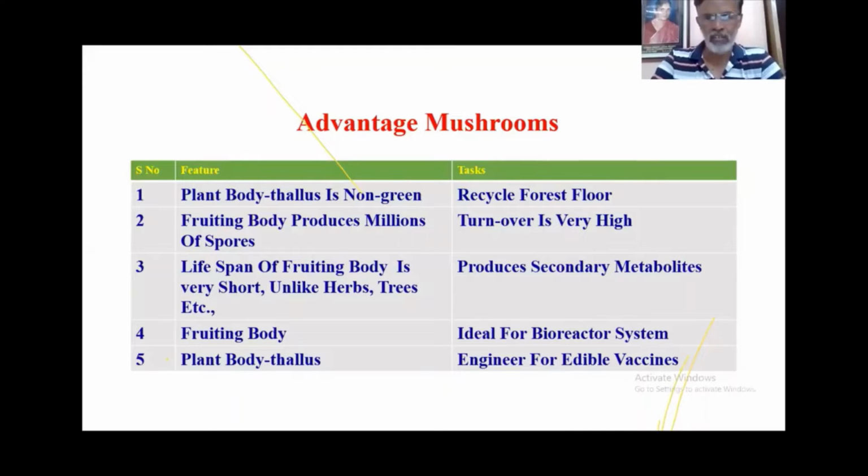So far, we have been discussing potato, banana, and other higher plants, where we say that they can be used to produce vaccines. But I would suggest that the thallus component, the plant body that we are looking at, is itself a very good system for developing and engineering edible vaccines. Maybe in time to come, when students and research scholars start working on this particular aspect, we'll be able to get vaccines from a mushroom.